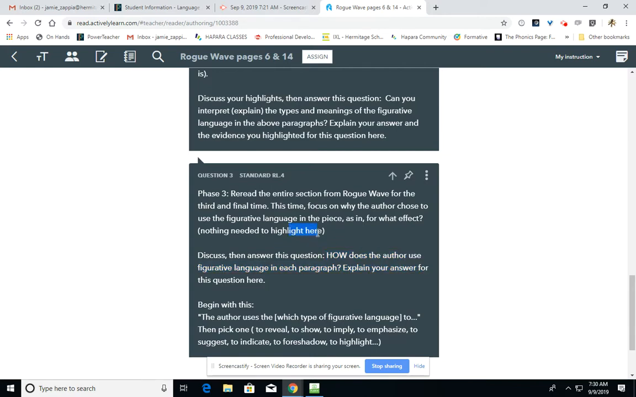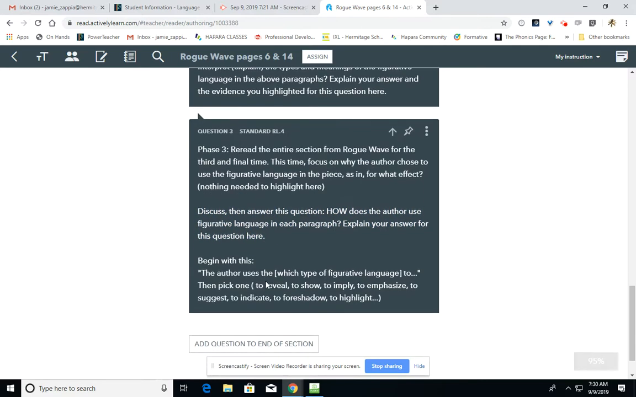There's nothing you need to highlight for that third phase reading, but you do want to read over it a third time and really think about how the author uses the figurative language. I even give you an example here to begin. If it's a metaphor, you'd say the author uses the metaphor to, and then either say to reveal, to show, to imply, to emphasize, to suggest, to indicate, to foreshadow, or to highlight something.